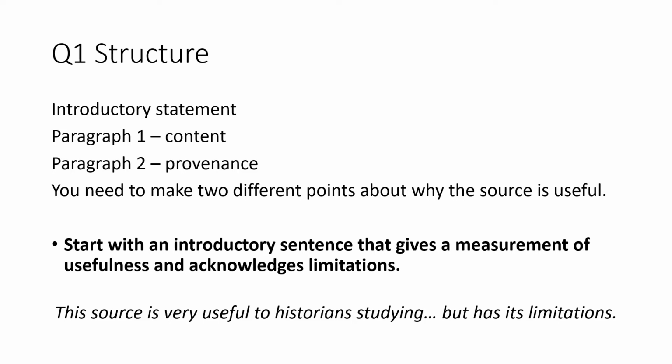So start with our introductory statement, and you give a measurement of usefulness and acknowledge the limitations. I would suggest you start off with something like, the source is very useful to historians studying whatever it is in the question, but it has its limitations. This way you're acknowledging that the source isn't perfect, but you don't get any marks for going into the negatives. It's all about what it is useful for. So all you need to do is just acknowledge limitations at the beginning, and that is enough. That's it, it's done.